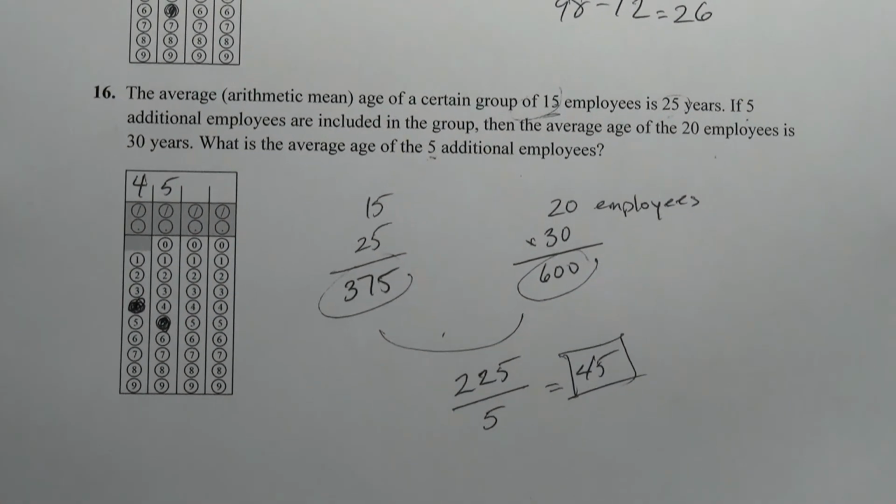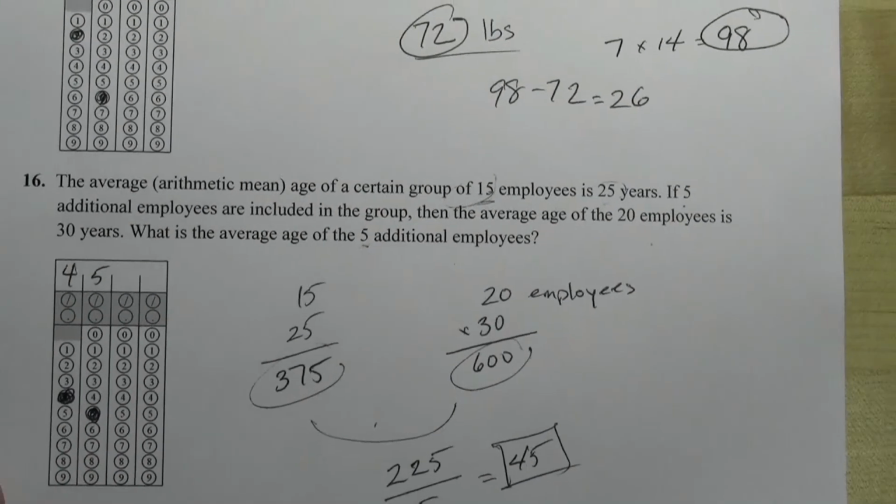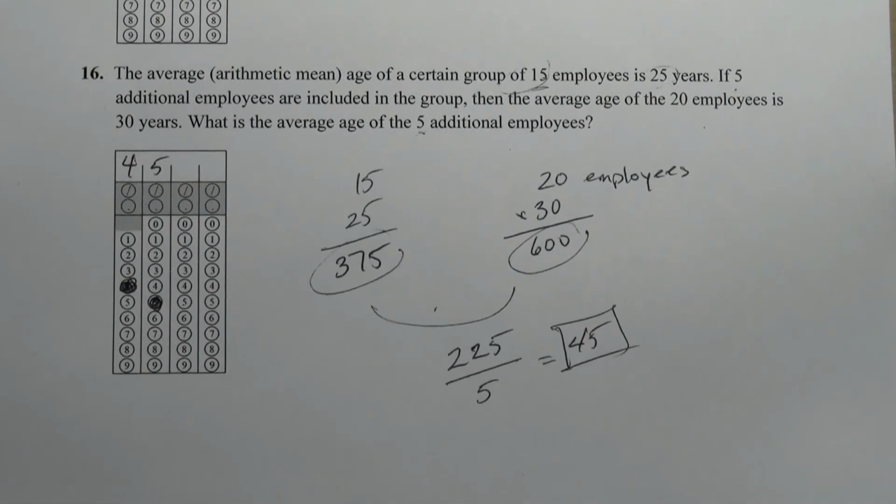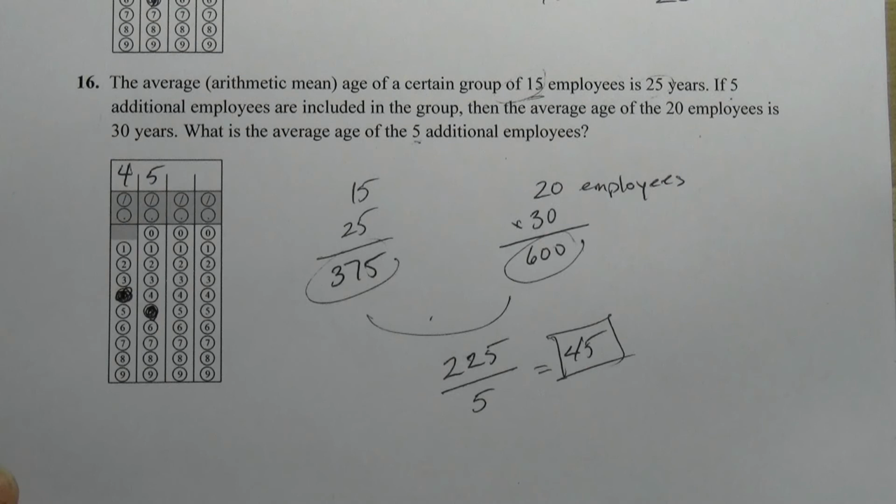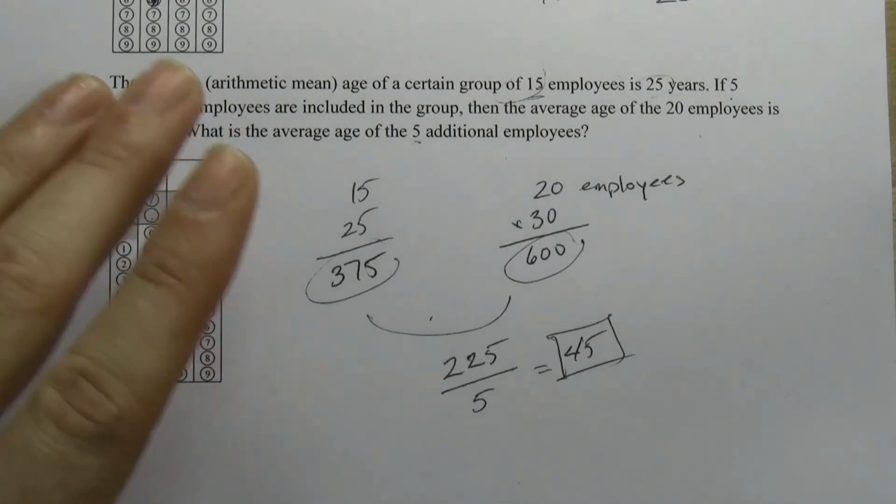Not too bad, right? Okay, so just again, one final time, when you're dealing with average questions, find the total by multiplying the number of items by the average.